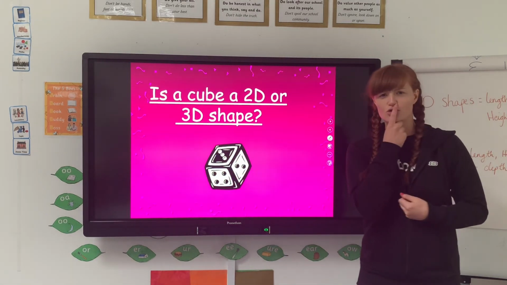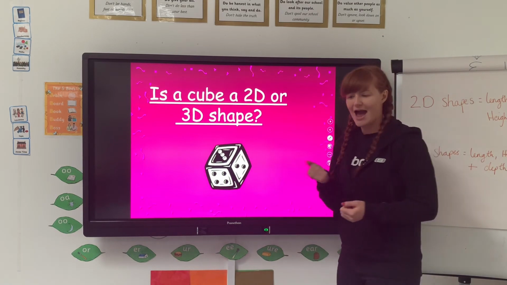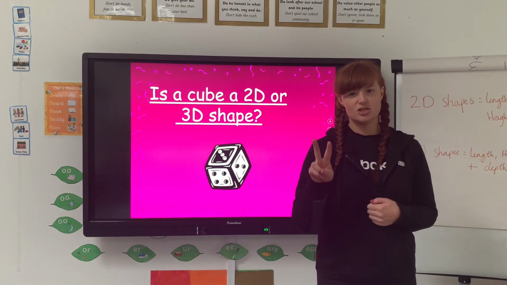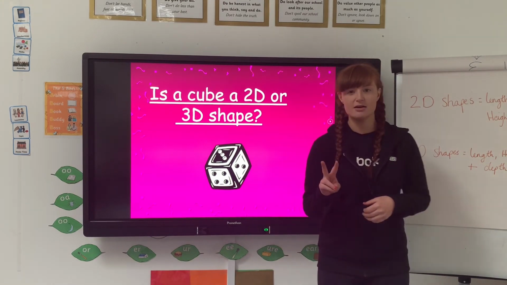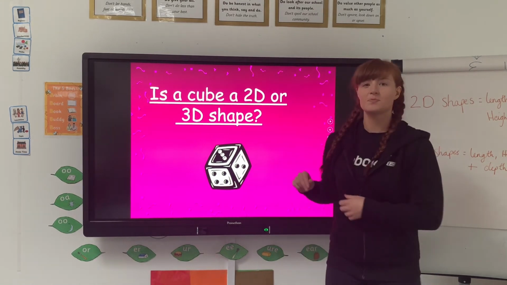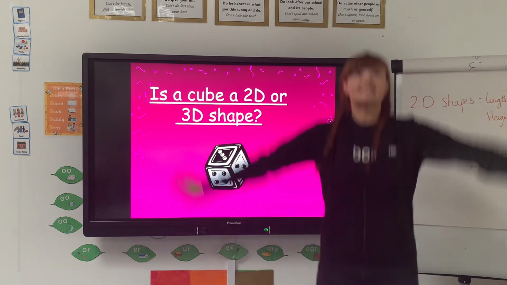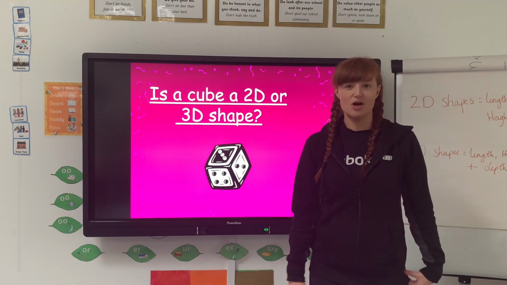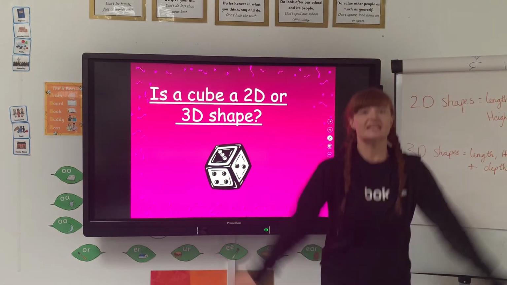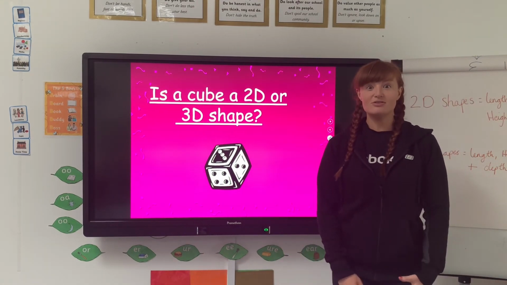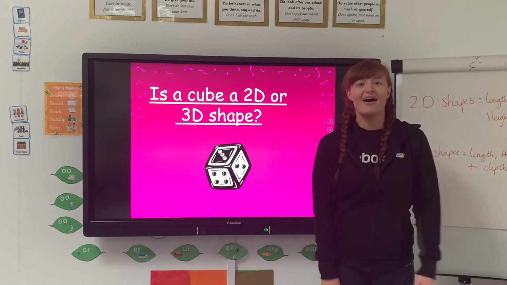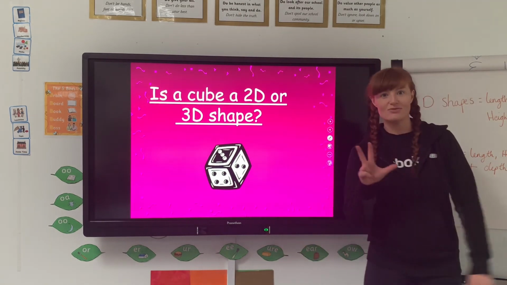Is a cube 2D or 3D? Remember that action, that dice, is it 2D or 3D? This time, if you think it's 2D, I want you to spin around. If you think it's 3D, I want you to do a big star jump in the air. So see which one. So 2D, spin around. 3D, big star jump in the air. See which one you think it is. If you did a big star jump in the air, you are correct. It is a 3D shape.